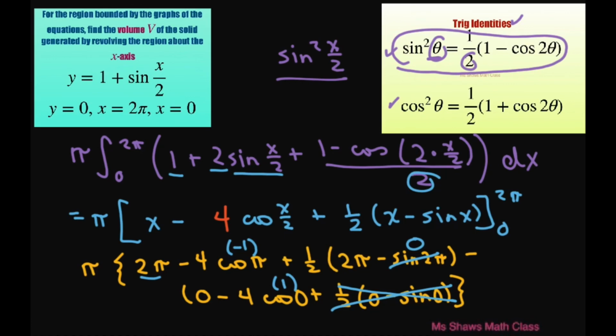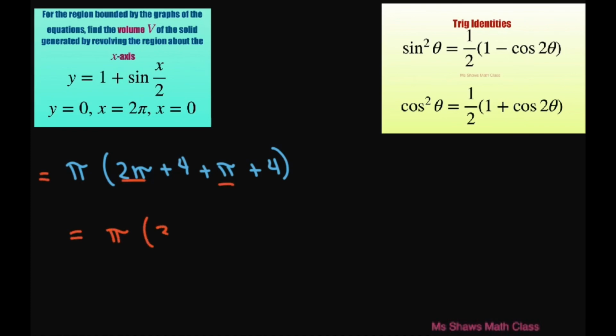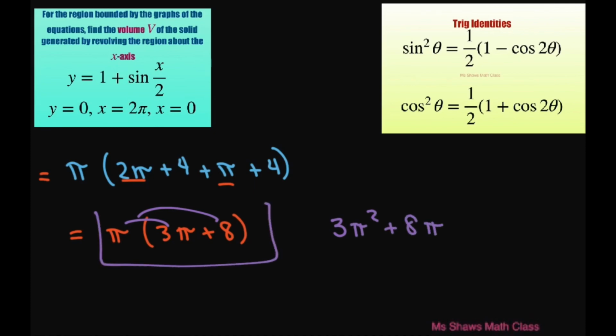So let's simplify this further. This is going to give me pi times 2 pi plus 4 plus pi plus 4. And this equals pi times 3 pi plus 8. And if you want to distribute this, you'd get 3 pi squared plus 8 pi. I like this form better here, though.